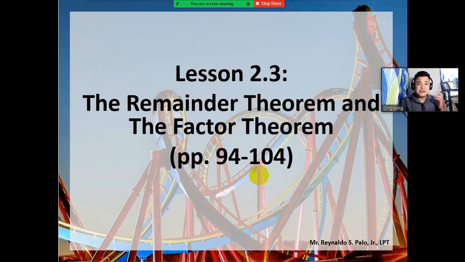So today we're going to talk about a new math lesson which is related to polynomial functions. And these are the remainder theorem and the factor theorem. So for my students, you can actually read more about it from page 94 to 104 of our reference book.